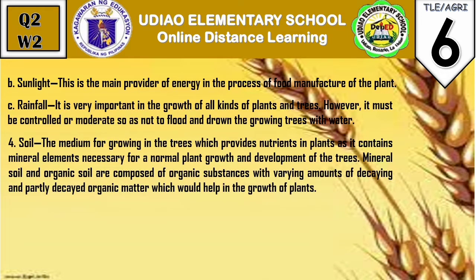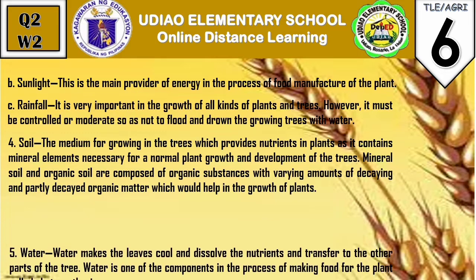And number 4, soil. The medium for growing in the trees which provides nutrients in plants as it contains minerals, elements necessary for a normal plant growth and development of the trees. Mineral soil and organic soil are composed of organic substances with varying amounts of decaying and partly decayed organic matter which would help in the growth of plants.